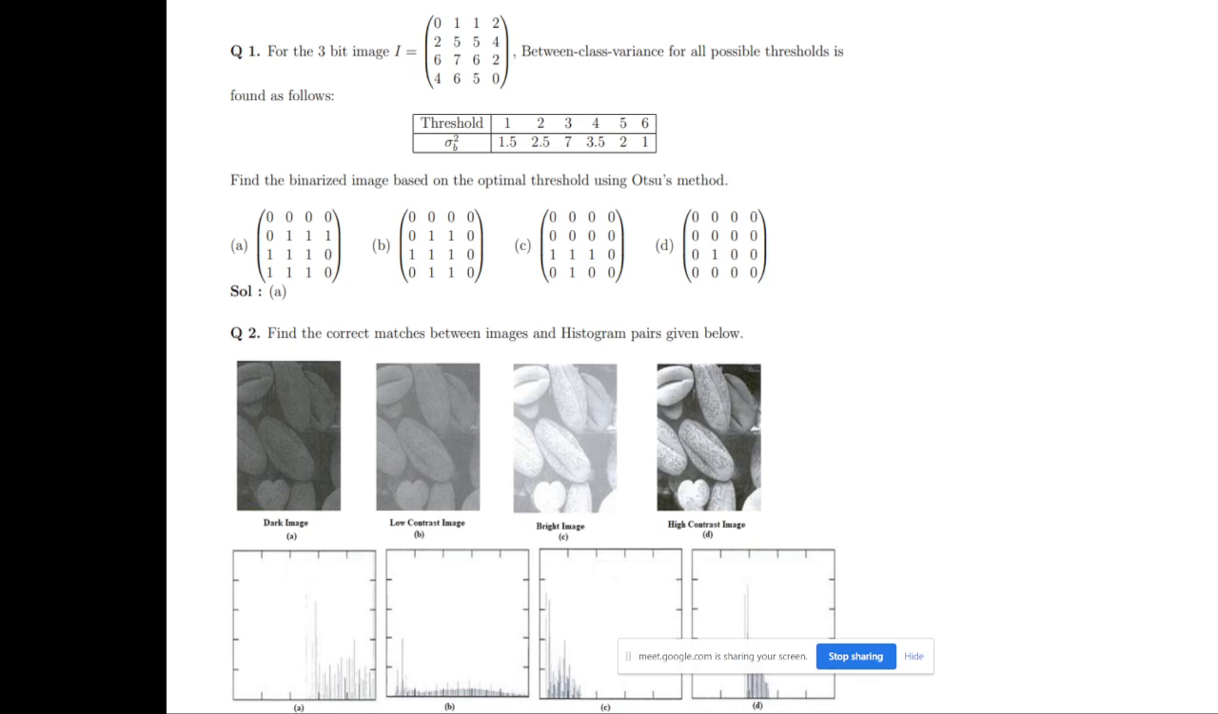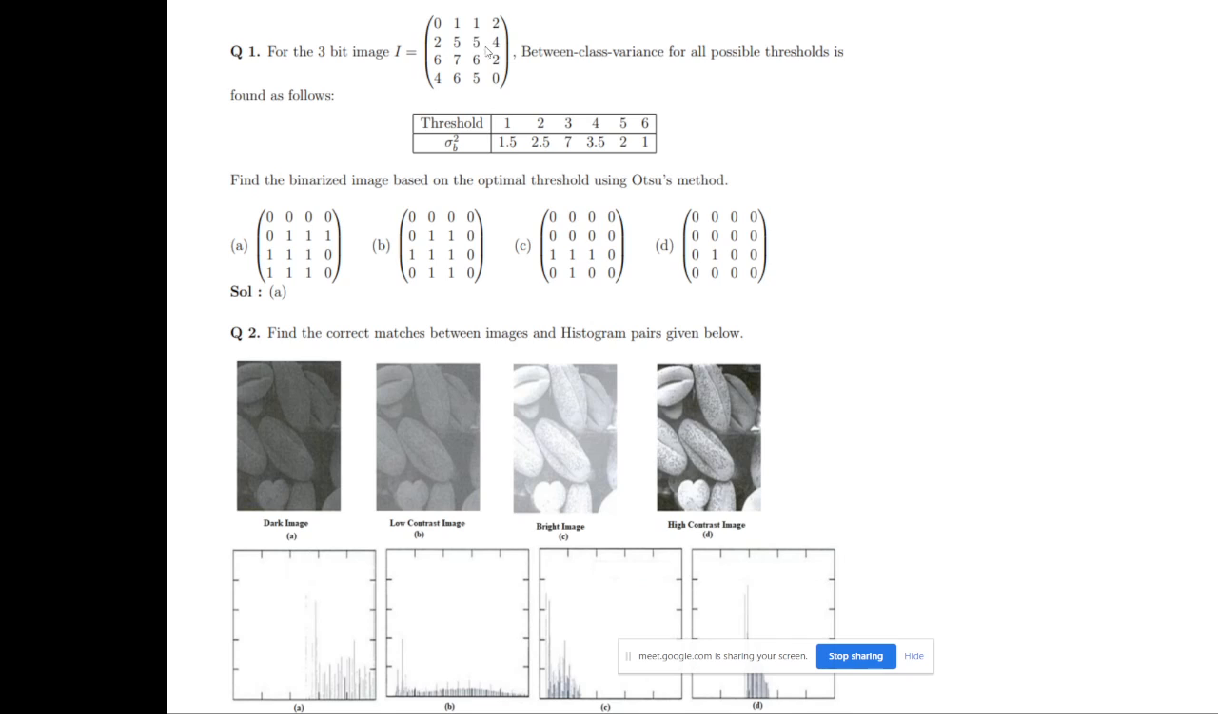For every threshold you can find 2 classes. Then for the 2 classes you can find the mean and variance of the classes. From that you can find the between class variance and within class variance. Then you can find the threshold which gives the maximum between class variance. Here this table is already given. For threshold 3, the between class variance is 7, that is the maximum, right? So the threshold can be taken as 3.